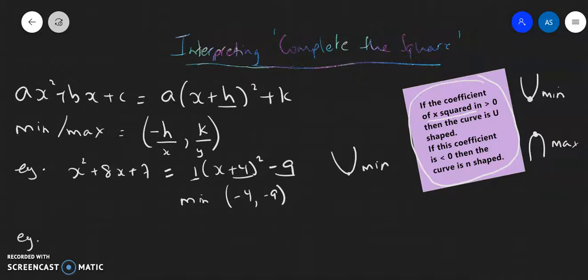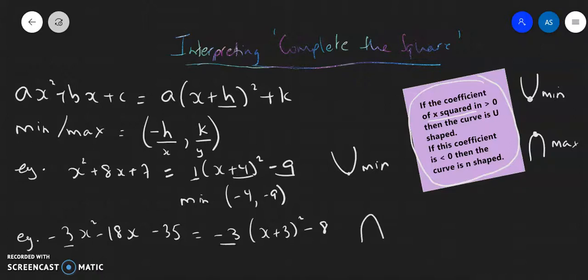My second example is like this, minus 3x squared minus 18x minus 35. Once I've completed the square, I'm going to get minus 3 times (x plus 3) all squared, minus 8. Now the a here is negative, less than 0. So that means that it's an n-shaped curve and it is a maximum point. And my maximum point will be minus 3, minus 8. Because I'm taking this value here, changing the sign, and I'm simply taking the minus 8 value wholesale.